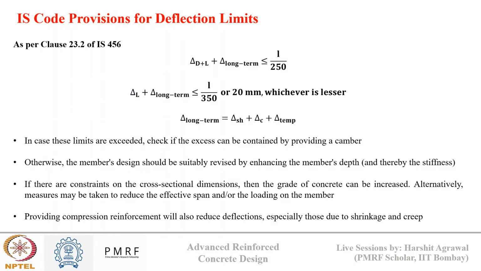Then we saw how the IS 456 code imposes limits on total deflection: less than L by 250 and less than L by 350, depending on the type of combination of deflections we are considering. And in case these limits are exceeded, the code says to tackle the problem of deflection either by providing camber, increasing the section depth, changing the grade of concrete, changing the effective span, or providing compression reinforcement. So there are different ways in which deflection can be tackled.